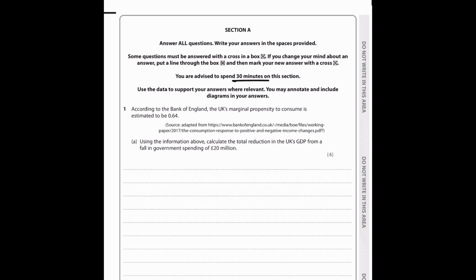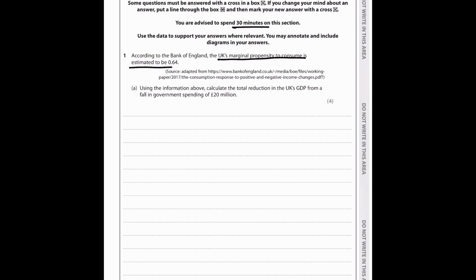So let's get cracking. According to the Bank of England, the UK's marginal propensity to consume, that is the amount of additional income that is spent if you earned an additional £1, is 64 pence. So what they're saying there is that if you earned an additional £1, you spent 64 pence of that £1. Using the information above, calculate the total reduction in the UK's GDP from a fall in government spending of £20 million.